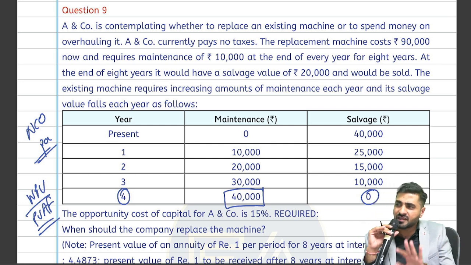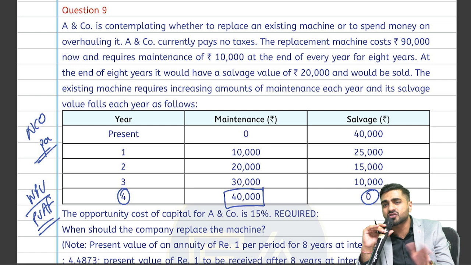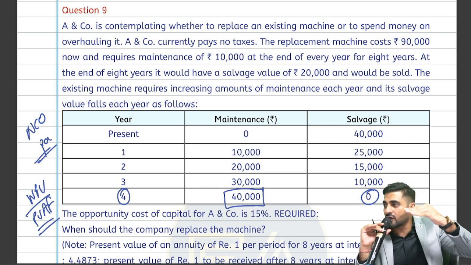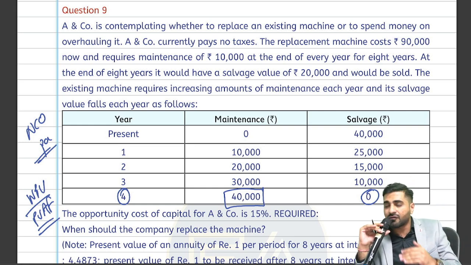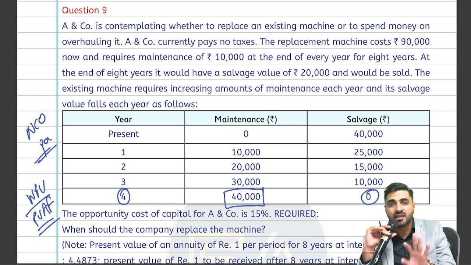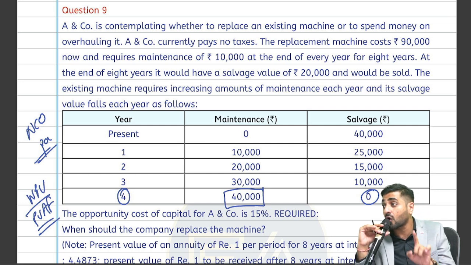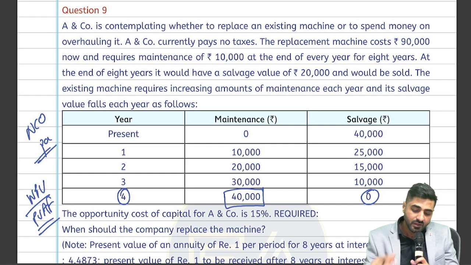Both the methods are very nice. You can just see the solution in whichever way is convenient to you. You can calculate NCO for each and every method, for each and every year on a per annum basis, and replace the machine in the year in which the NCO per annum is the least. This question is on optimum replacement time.